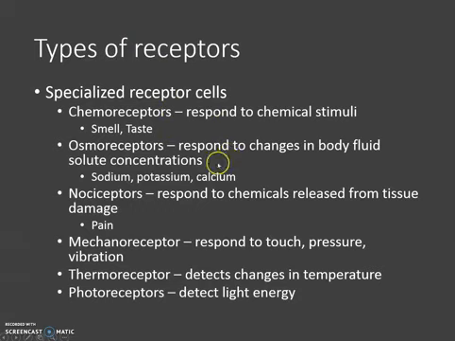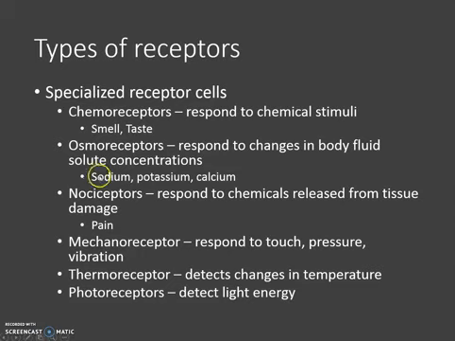Osmoreceptors respond to changes in solute concentrations in your body fluids. So we talked about electrolytes way back at the beginning of the semester, and they include our charged atoms, such as sodium, which is Na+, potassium, which is K+, and calcium, which is Ca2+. This comes into play because, for example, with calcium, if you don't have enough calcium in your blood, the osmoreceptors can detect that and send a signal to the bones in order to increase how much calcium is in the blood by taking it from the bones.